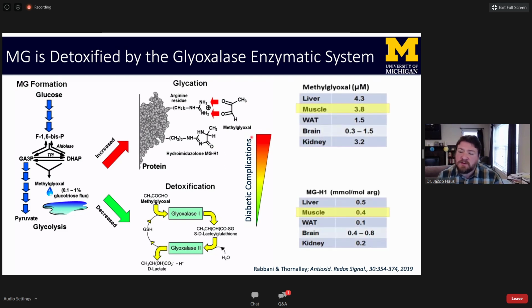Now, in terms of the tissue specificity of methylglyoxal production, the liver seems to be the most prominent producer of methylglyoxal and the advanced glycated end product MGH1, which is, again, this residue that has been modified by methylglyoxal. Skeletal muscle comes in a close second. You can see here that proportionally, skeletal muscle has a significant amount of free methylglyoxal, as well as MGH1 residues, which is expressed in millimole per mole arginine.